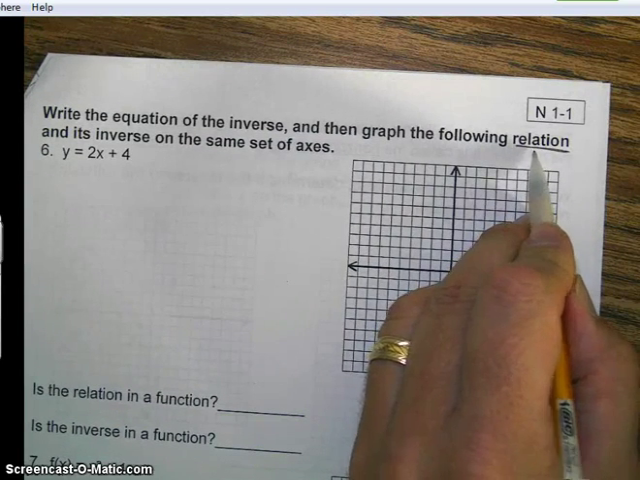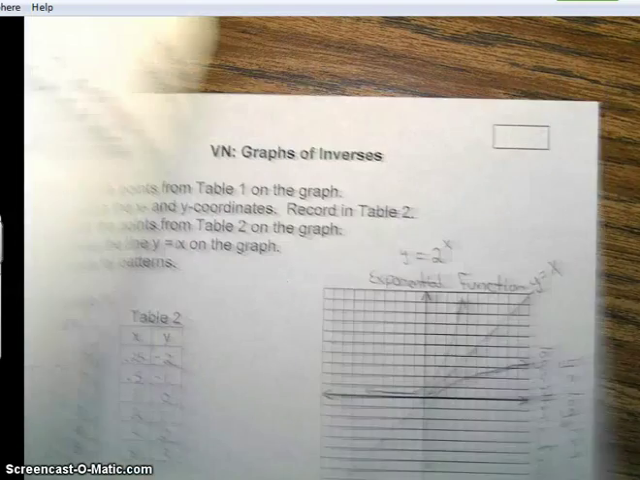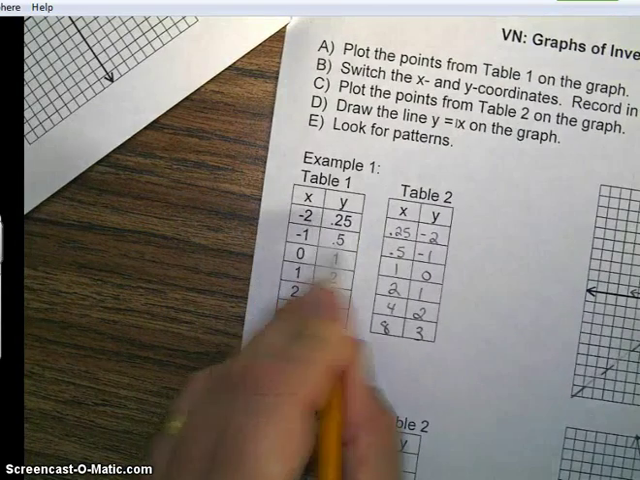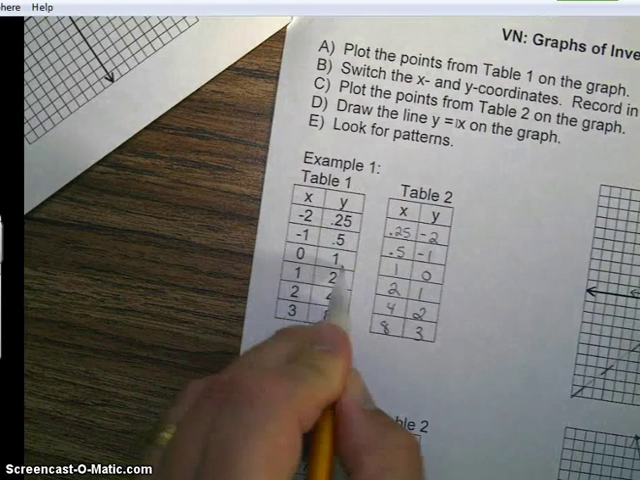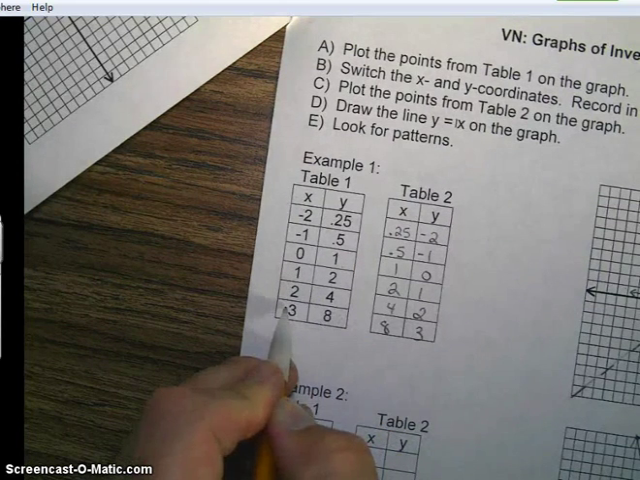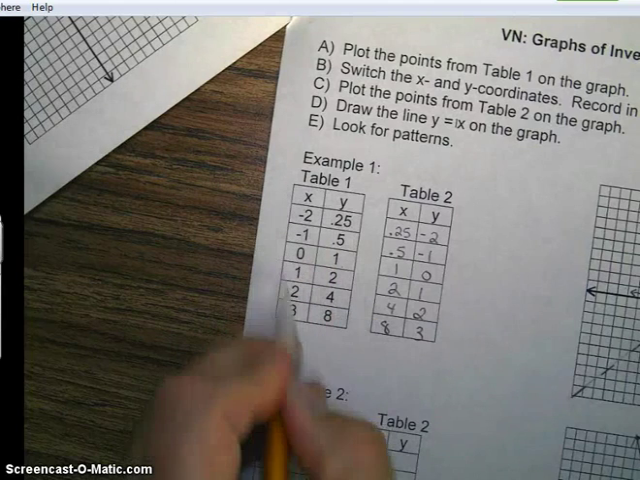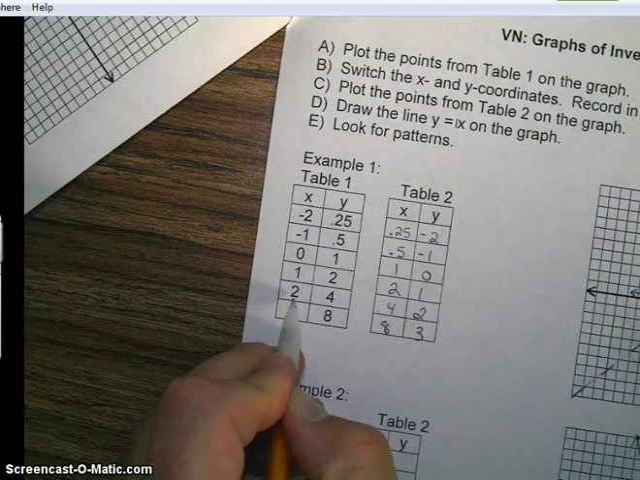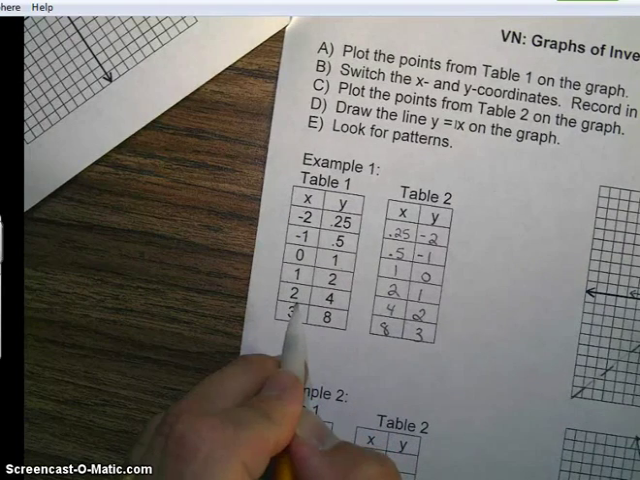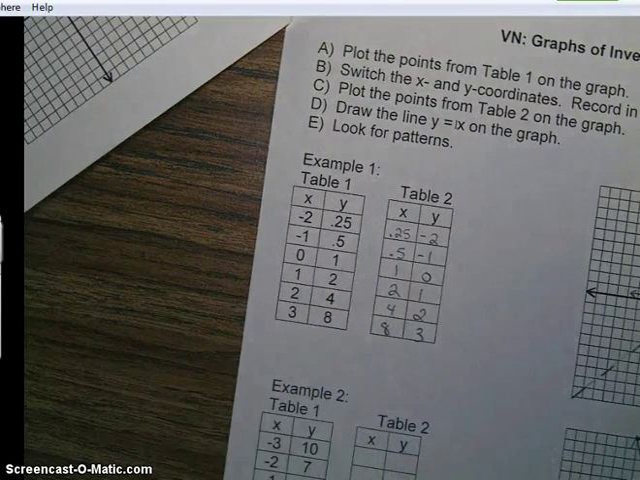Okay, so for example, when we have a table, there's a relationship between these numbers. Okay, and it doesn't have to be a function either. If you have a table, you have a relation. Some tables are relations and some of those relations are functions, but not all of them.